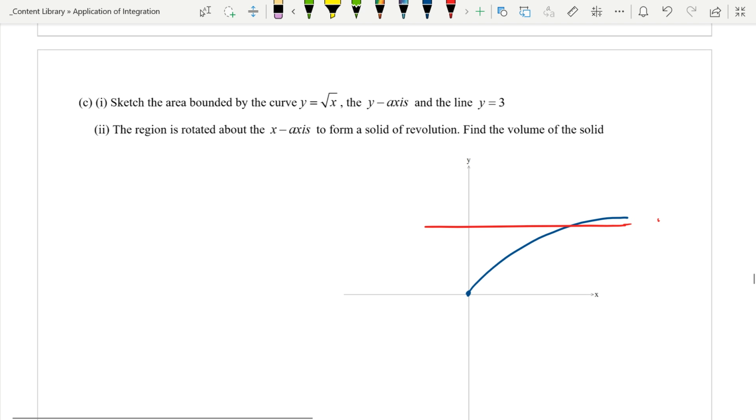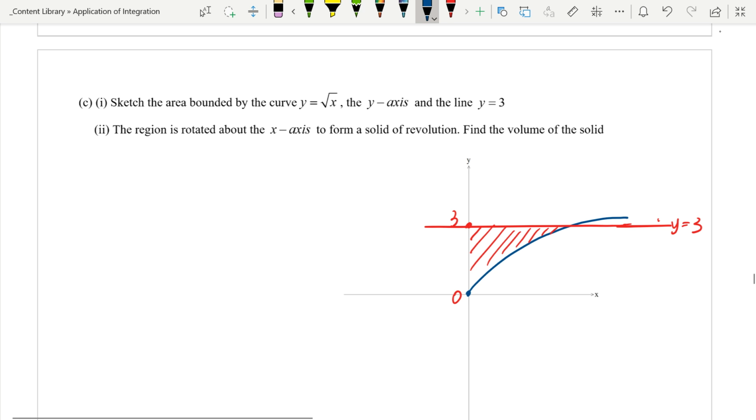That is y equals 3. And this point is 3, that point is 0. So the area bound by the y-axis, the curve and the line is this one. Okay, the problem now is the region is rotated about the x-axis.